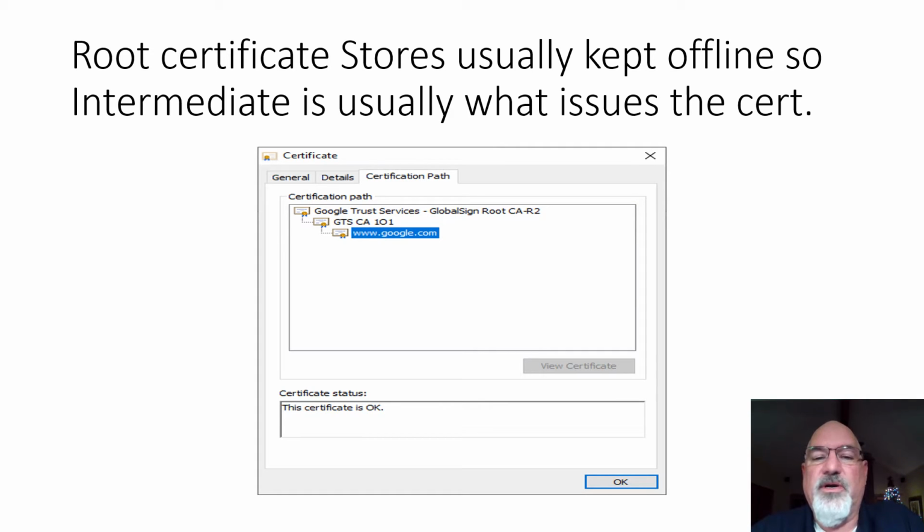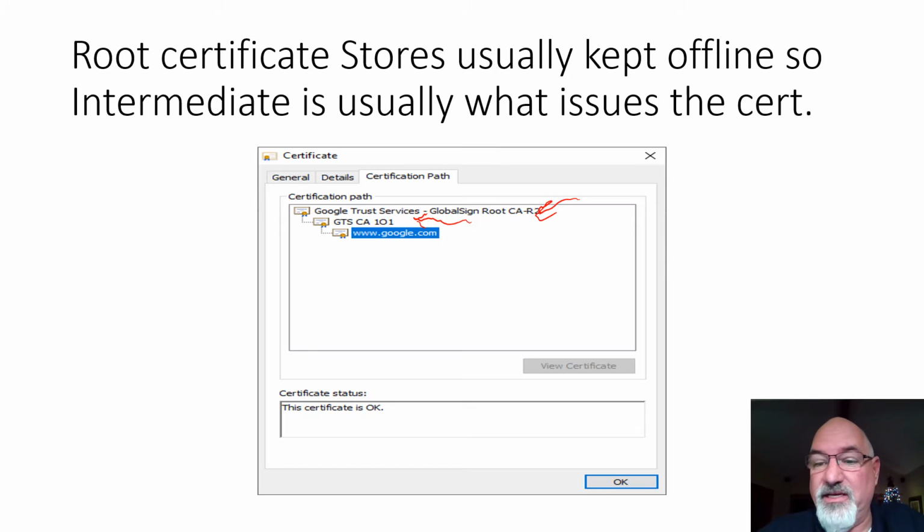And so the root certificates are usually kept offline, and that's why it's important to understand how that whole chain process works. So you can see that right here is the root certificate, and right here is what's called an intermediate. Now, what's interesting is a lot of people think that intermediate is actually stored on your local machine, but it's not.